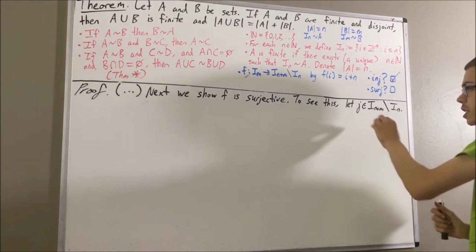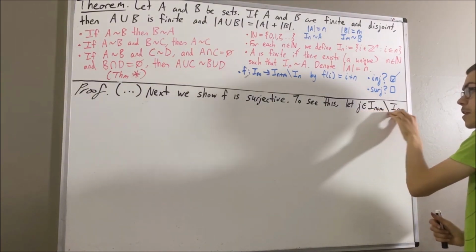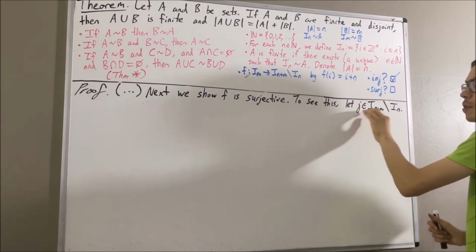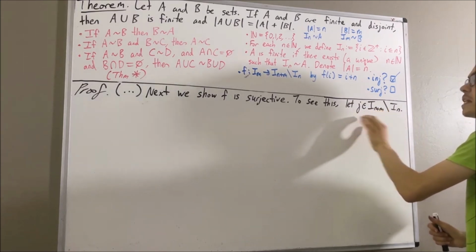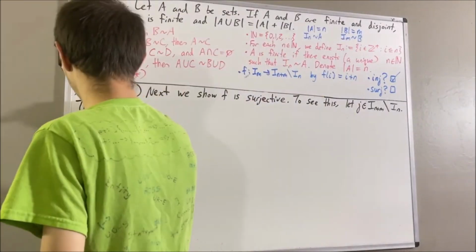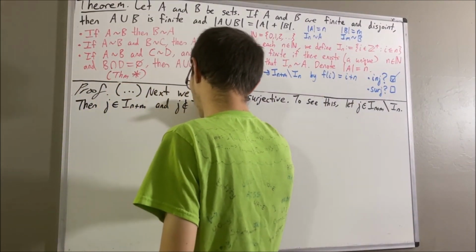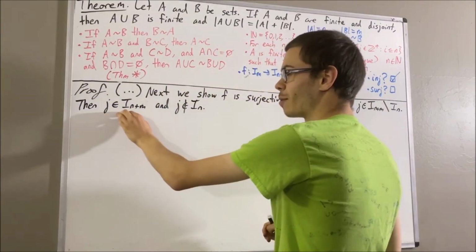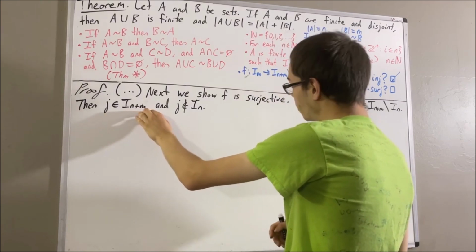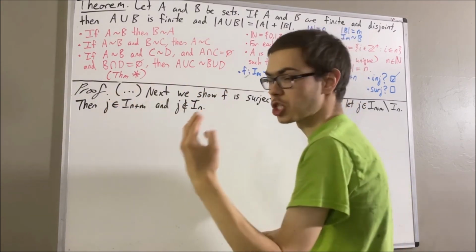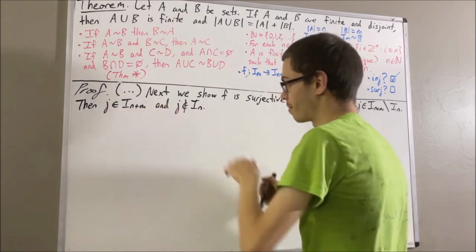Now to start, since j is an element of this set, it follows that j is an element of In plus n, and j is not an element of In. Now, since j is an element of In plus n, we know that this means j is a positive integer that is less than or equal to n plus n.